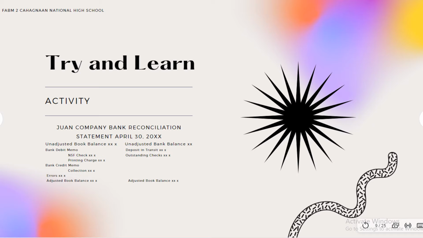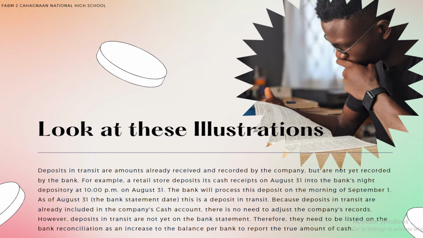Okay, we will try and learn. So this is our activity. So Juan Company Bank Reconciliation Statement is of April 30, 2021. So unadjusted book balance. So this is the format. Bank debit memo, NSF check, non-sufficient fund, printing charges, bank credit memo, collection, errors, adjusted book balance, unadjusted bank balance, deposits in transit, outstanding checks, and adjusted book balance. So let us discuss this further. Look at this illustration.